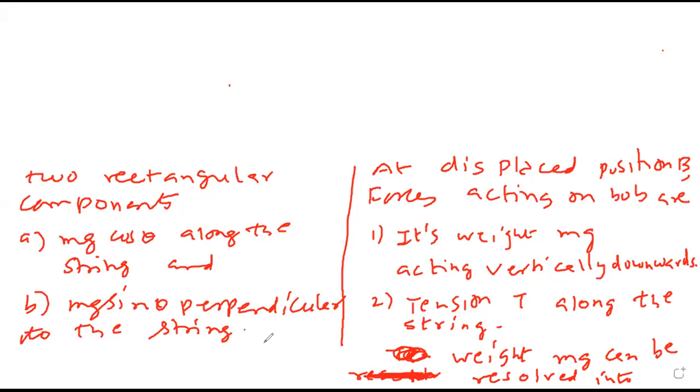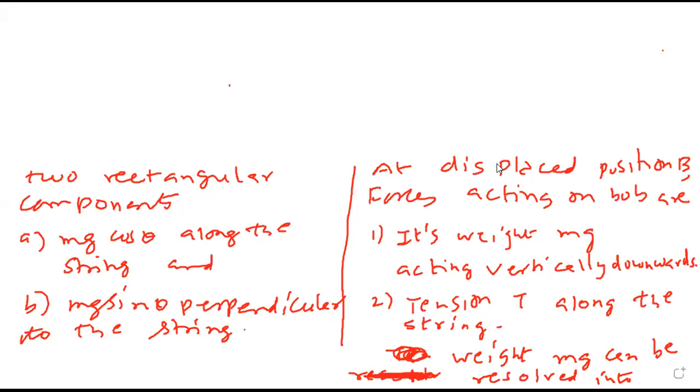Full copy till weight mg can be resolved into two rectangular components, mg cos theta along the string and mg sin theta perpendicular to the string. Yes, sir. Completed? Yes, sir. Okay, everybody is done?